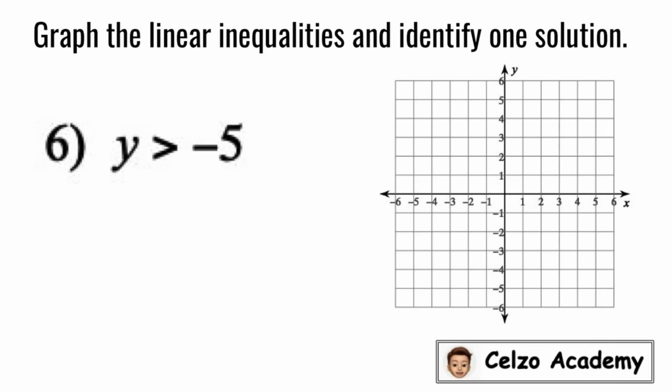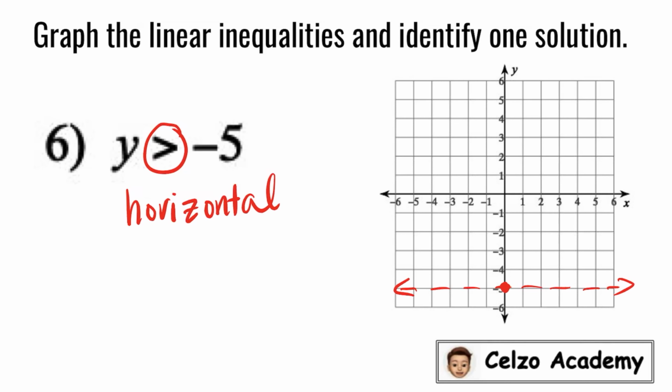Question number 6. y is greater than -5. To graph this, y is -5. So this means the graph for number 6 is a horizontal line with a slope of 0. So we simply need to draw a horizontal line passing through -5, and this should be a dashed line because the inequality is only greater than.